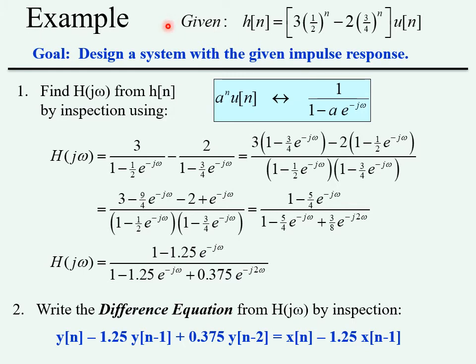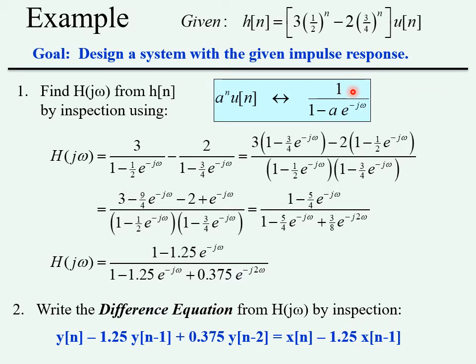Here's an example of this method. Suppose we're given the following impulse response. h[n] is equal to 3 times (1/2)^n minus 2 times (3/4)^n, and all of this is multiplied by a step function. Our goal is to design a system with this given impulse response. So the first thing we can do here is, from this impulse response, we can write the frequency response. And again, remember these two terms here in the impulse response, this is nothing new. This is the decaying exponential function that we've been using all along.